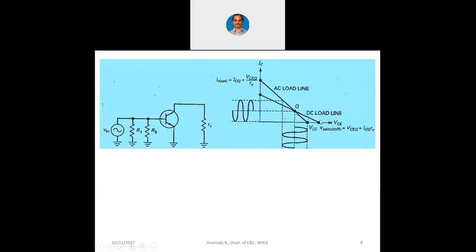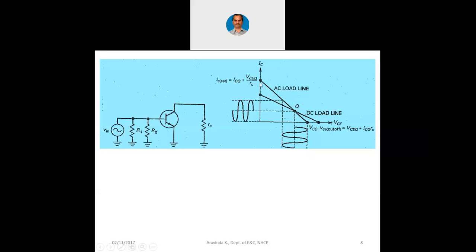So, this point is corresponding to VCC. And this point is corresponding to IC sat, that is VCC divided by RC plus RE, because this line is the DC load line, whereas this line is the AC load line.